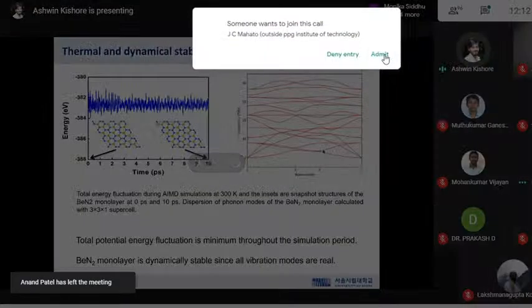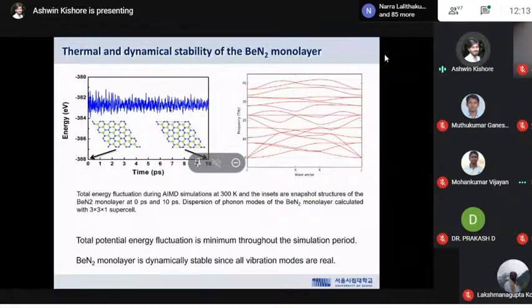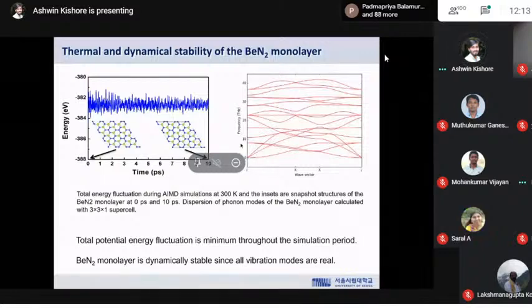Again, to check the dynamic stability and thermal stability, we have performed a phonon calculation and molecular dynamics. Here, the total energy fluctuation is minimal, and the structure at the end of the simulation is planar, and there is no big structural distortion. So the material is stable at room temperature. The material is also dynamically stable because all the vibration modes are real.